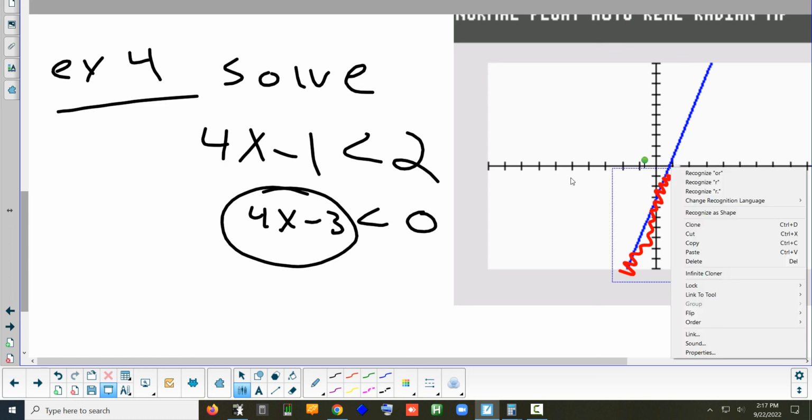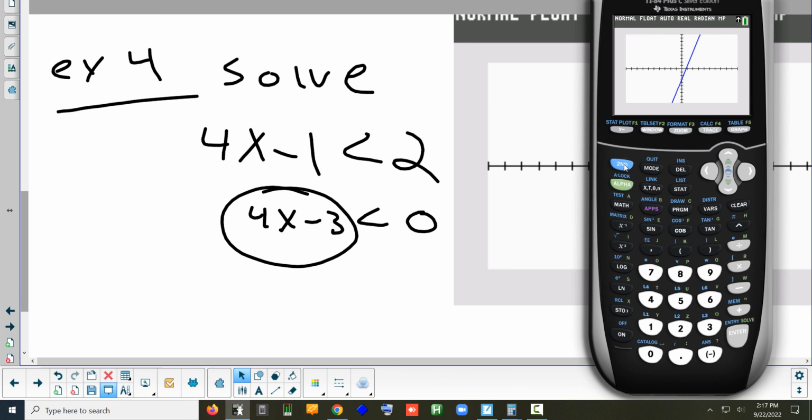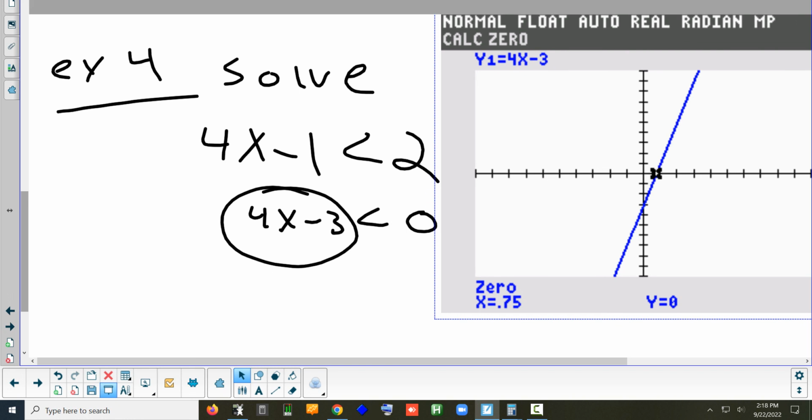Now we have to calculate that root. This is what we did yesterday. Second, calc 0. Pick a point to the left, right, and guess. Okay, so I get 0.75. If I pick numbers below 0.75, that's going to be heading to the left, and in that part, my graph keeps going down. If I pick numbers to the right of 0.75, my graph is going up. That's not the part I want. I want the part that is below 0.75. And that's the answer.